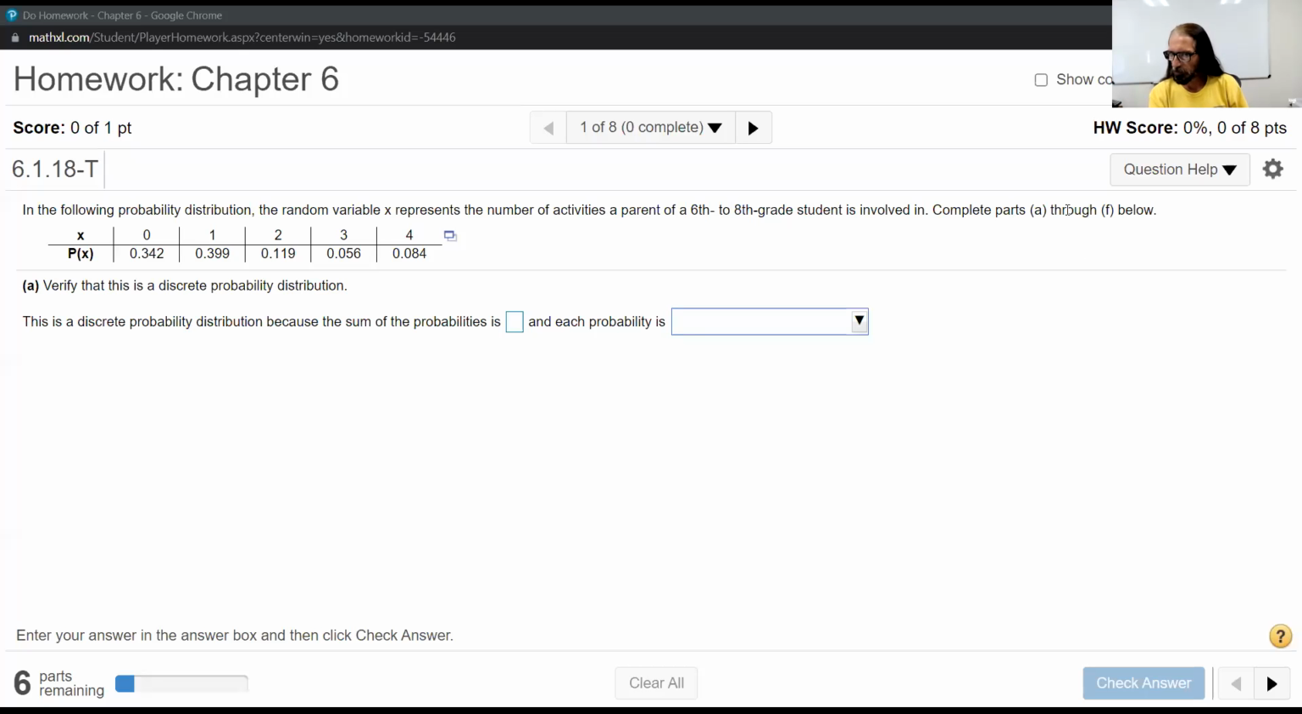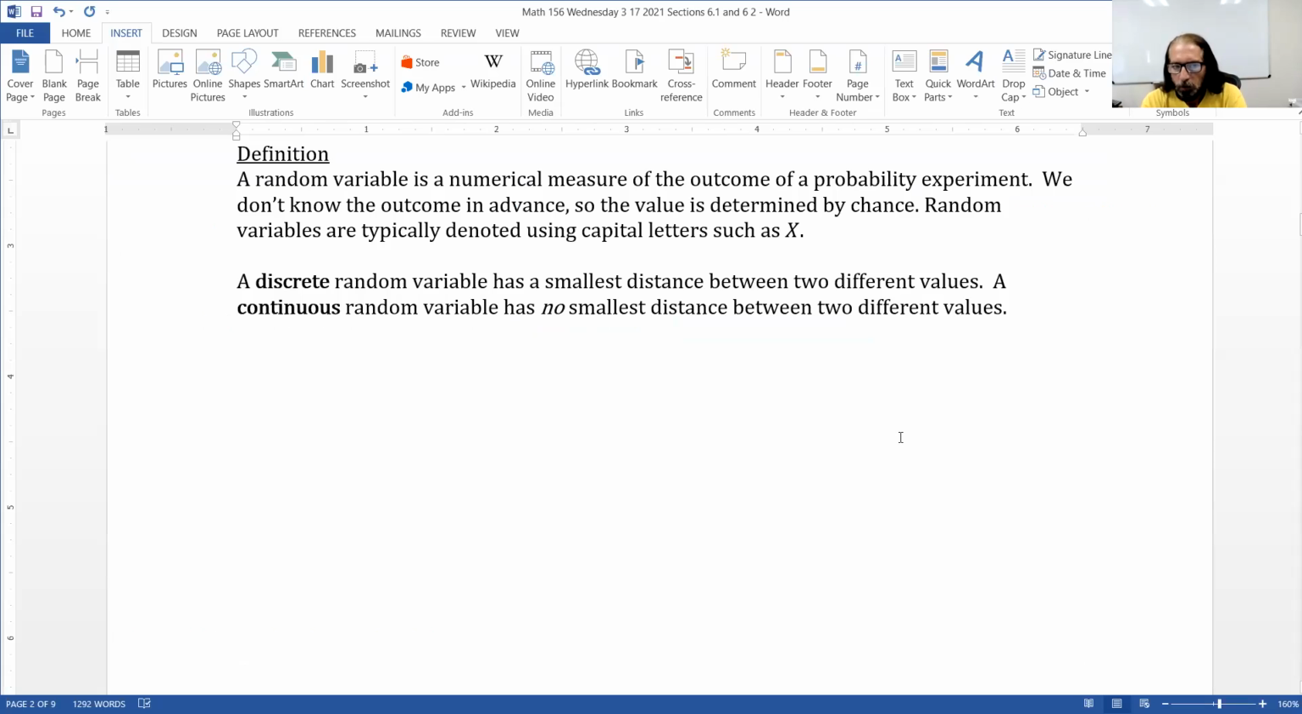Actually, before we look at the example, a random variable, you're measuring the outcome of some experiment, some probability experiment, and we don't know what's going to happen in advance. So the value that you get is going to be determined by chance. A lot of times we use a capital X, unlike what you see in algebra.